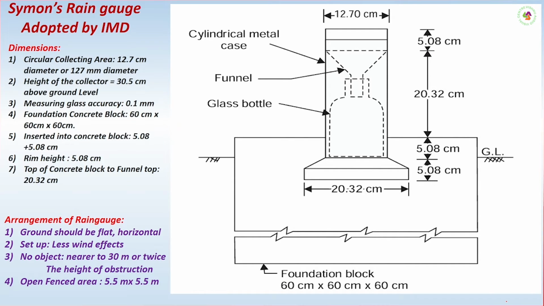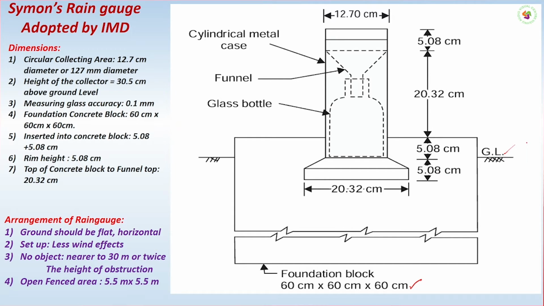Now you see the figure. This concrete block is 60 centimeters by 60 centimeters by 60 centimeters. In this concrete block, we have 5.08 centimeters from the ground level. This is the ground level.